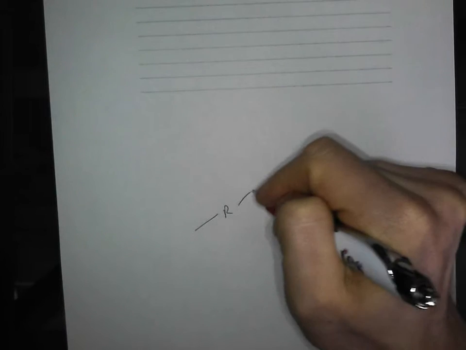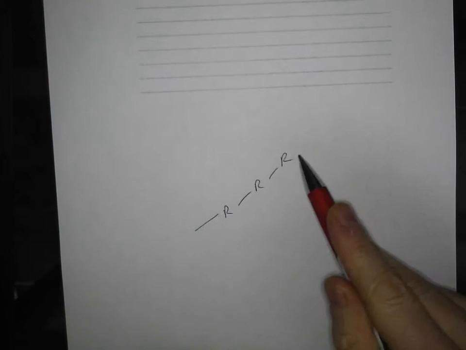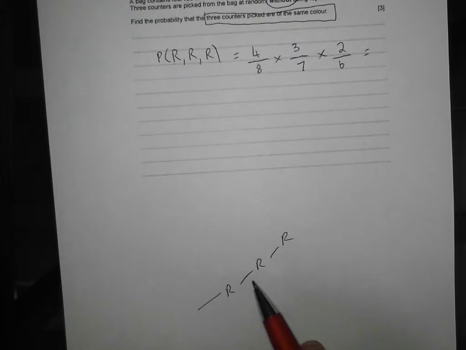And as I say, if you did picture your tree diagram, I won't draw the full thing, it's just that top branch there. It's a red, followed by a red, followed by a red. 4 eighths, 3 sevenths, 2 sixths.